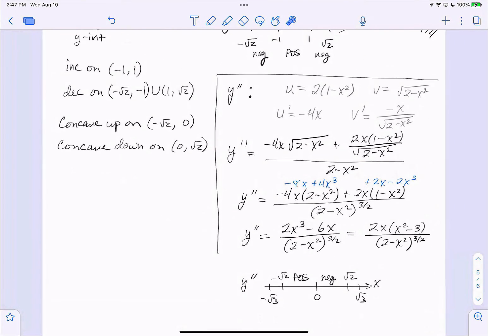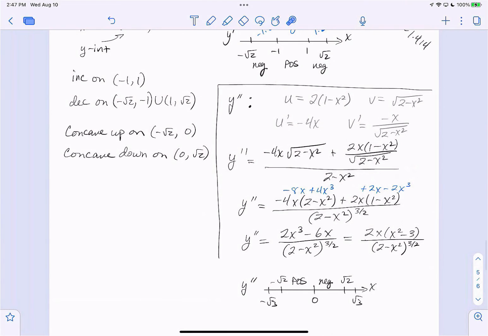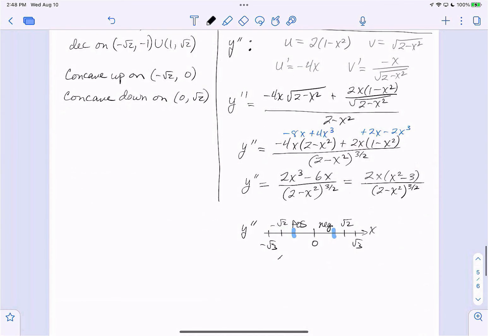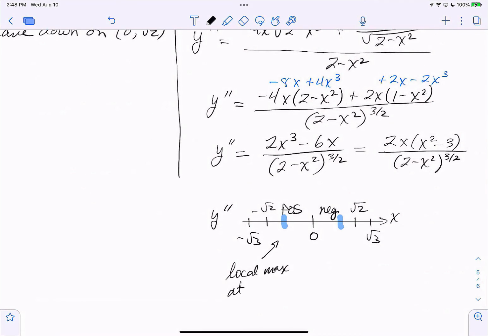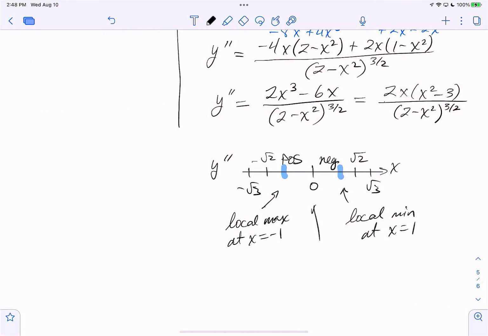Now remember, our critical numbers were plus and minus 1. And according to where they are in terms of concavity, we know that we have a local max at x equals negative 1 and a local min at x equals 1. You can see I decided to use the second derivative test there. Also, concavity switches when x is equal to 0, so we have an inflection point at x equals 0.